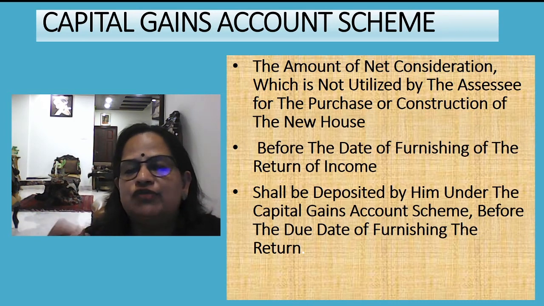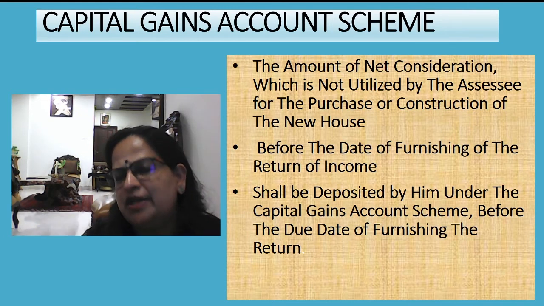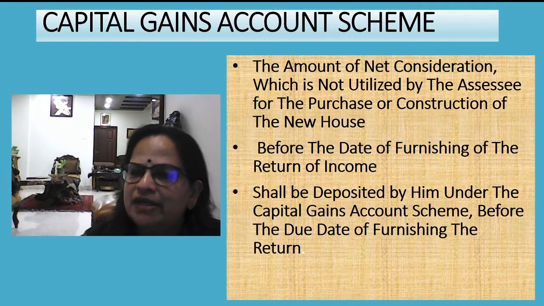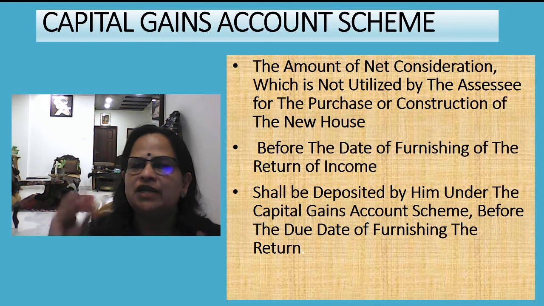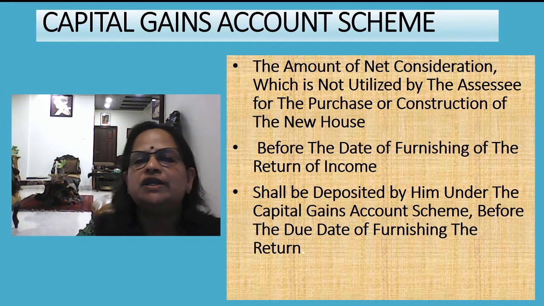This must be done before the date of furnishing the return of income. This year, due to lockdown, the due date for income tax filing is extended till November 30th; usually it is July 31st. Whatever date is decided by the income tax department and the finance minister, before that date you should deposit it under the capital gain account scheme. The due date of furnishing the return can change sometimes, but you have to remember that the amount should be deposited before filing the return.